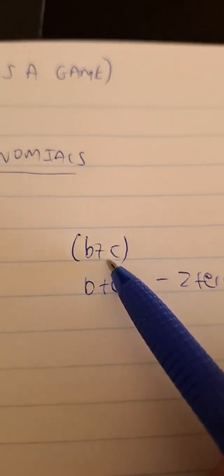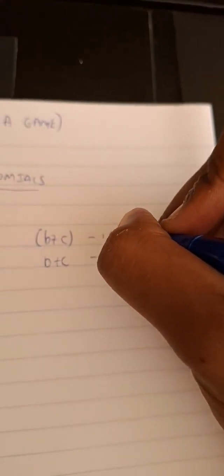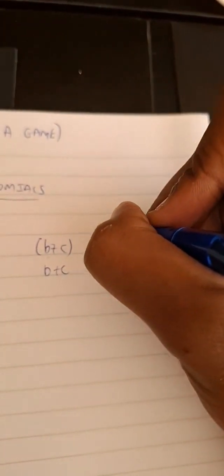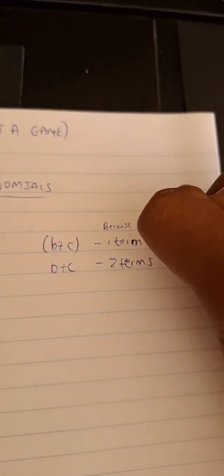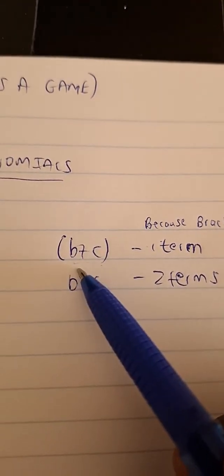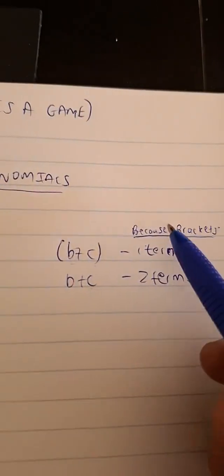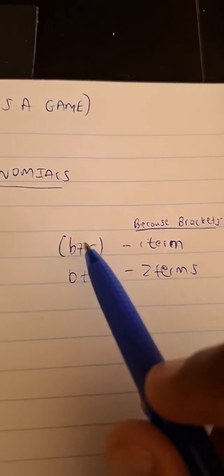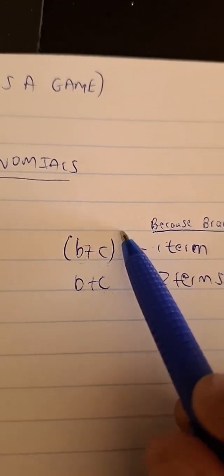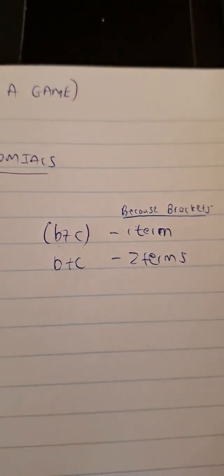But if I say B plus C in brackets and I ask you how many terms are in this expression, then you would say, sir, there is one term. Why? Because of the brackets. Brackets are the cause for unity. They bring things together. They make them become one. Inside this bracket we have two terms, but because of this bracket, we would say that this expression is one term. That's simply because of the bracket, okay?